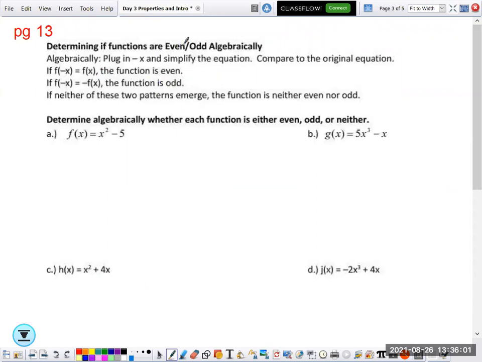We are now going to algebraically determine if a function has even or odd symmetry. To do this algebraically, we are going to plug in negative x and simplify. Then we're going to look at what we get, and compare it to the original equation. If plugging in negative x gives the same function, make a little note, gives original. If it gives the original function, your function is even. If plugging in f of negative x gives the complete opposite, the function is odd.